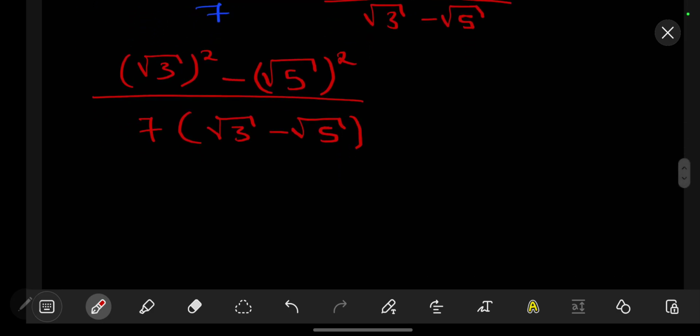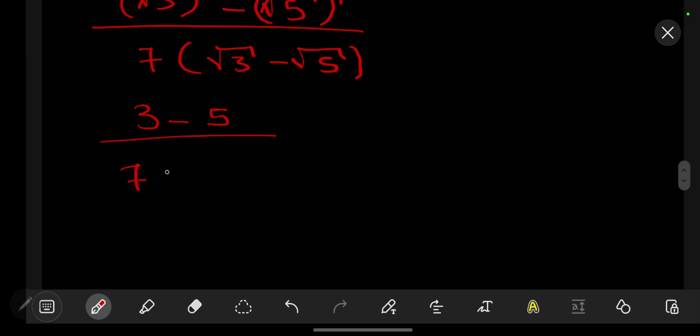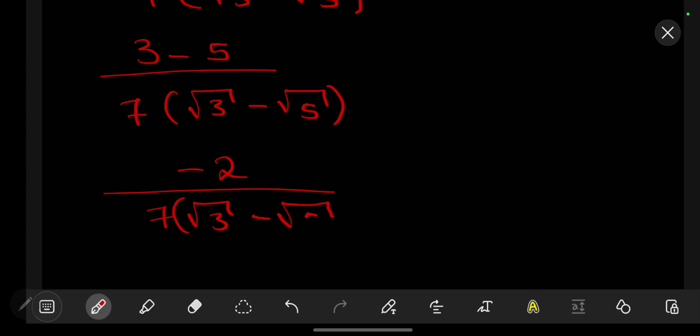So here we have this square and this square root cancel, this square and this square root cancel. So we are going to have our 3 minus our 5 over 7, then we have our square root of 3, then minus the square root of 5. If we want, we can open the brackets, but it's unnecessary. So we have 3 minus 5, which gives us a negative 2 over 7 times the square root of 3 minus the square root of 5. As long as there's no radical on top, it means we have simplified that.